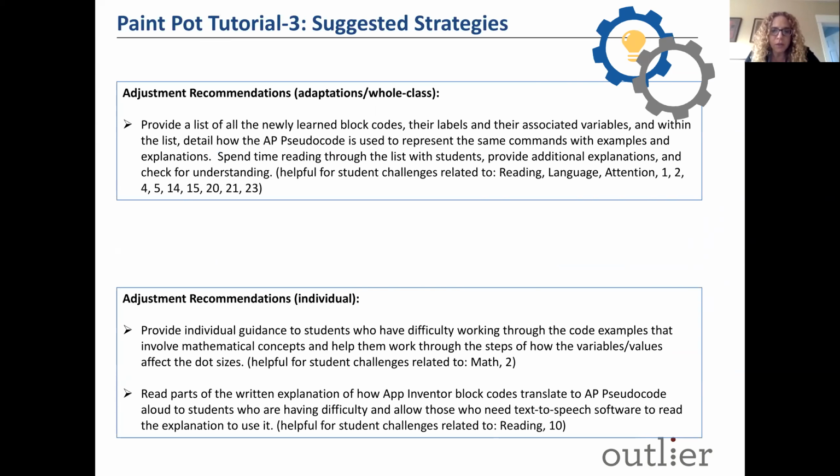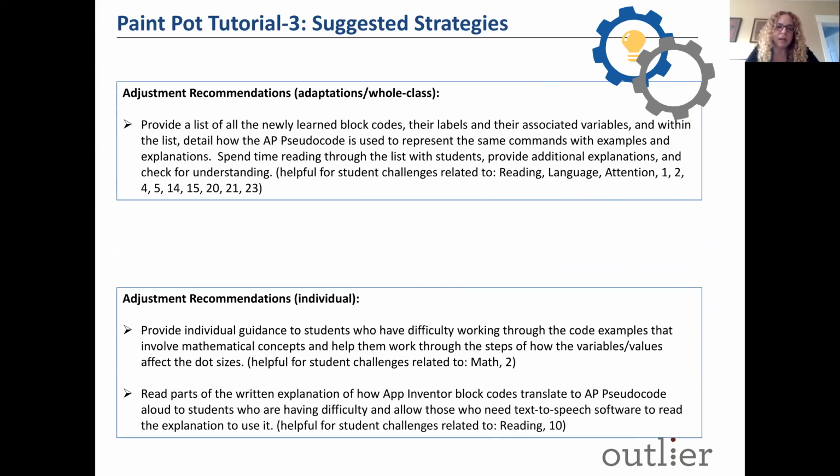So one suggestion for the whole class is to provide a list of all the learned block codes, their labels, their variables, and really connect it to the AP pseudocode, making sure that they understand and highlighting how the commands they've learned in App Inventor connect to the AP pseudocode. Spend time with the students, reading through the list, providing additional explanations, and checking for understanding. Some of these things might seem intuitive, but some kids may really need to have that broken down.